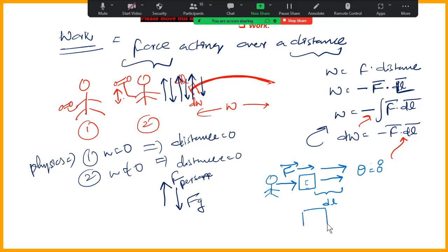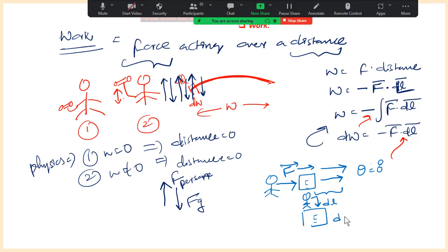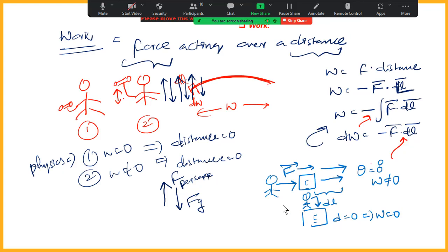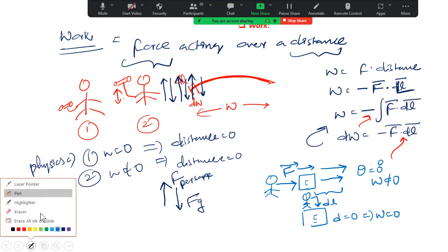Now here a box is there, and a person is pushing this particular box downward. But there is no movement here. No movement means distance is equal to 0, so work is equal to 0. But in the previous case, work is not equal to 0. This is one example. Now I will take another sheet.